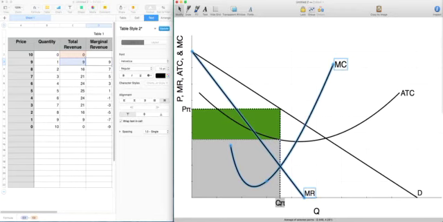Once you get your profit maximizing output level, you can determine what total cost is because it's Q pi multiplied by average total cost, which gives you this region here. Total revenue is just the profit maximizing output level multiplied by P, which is the entire region underneath. And then the profits are the difference between total revenue and total cost.